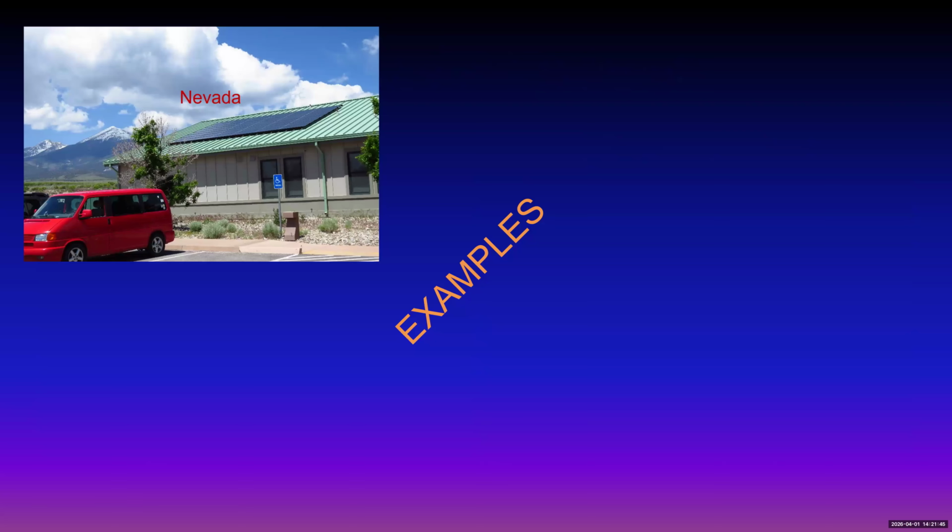Here's a standalone system out in Nevada because it's way out in the boondocks out of a national park out there, where the building here is the building that's the visitor center. And they're making enough electricity there to run the lights and things in that building.